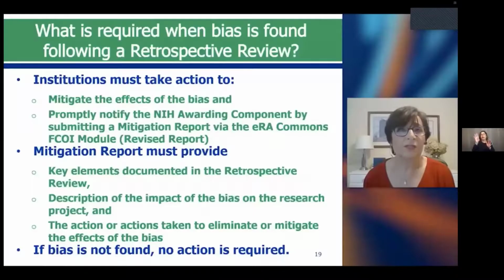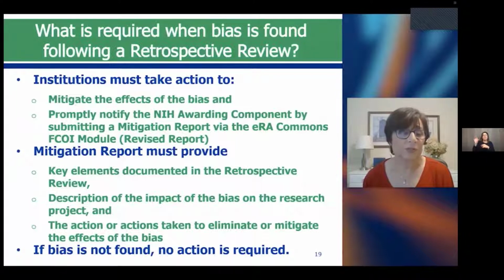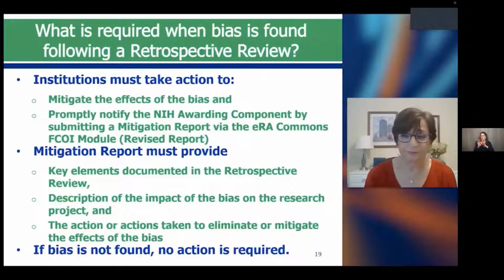Now, there's another action that's required, and that is following the retrospective review. If bias is found, then the institution needs to take further action. They need to mitigate the effects of the bias, and they need to promptly notify NIH by submitting what's called a mitigation report through the eRA Commons FCOI module. The mitigation report must include certain information as is outlined on the slide. If bias is not found, then no further action is required.